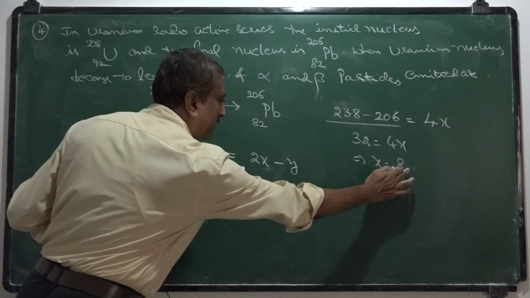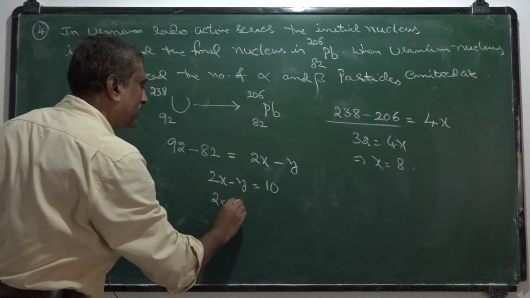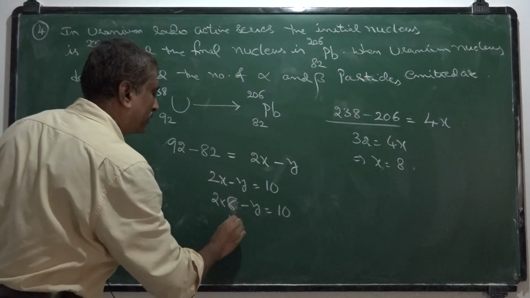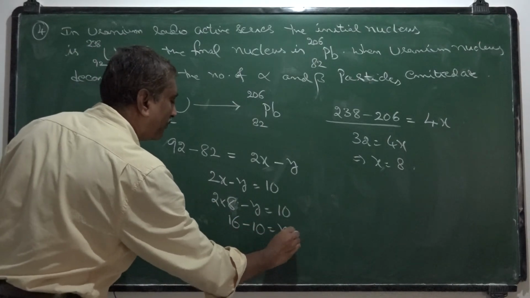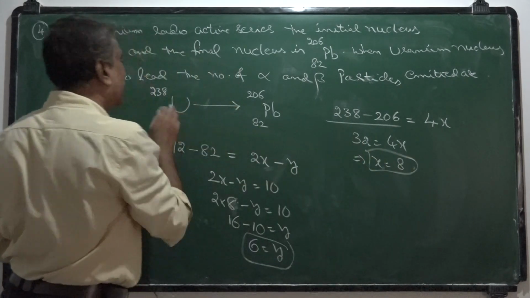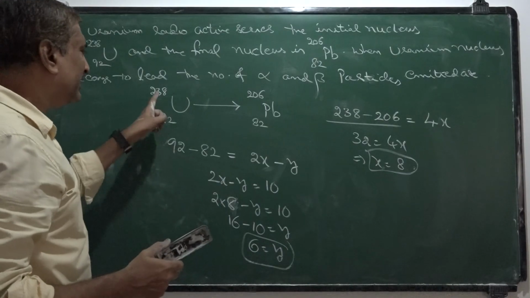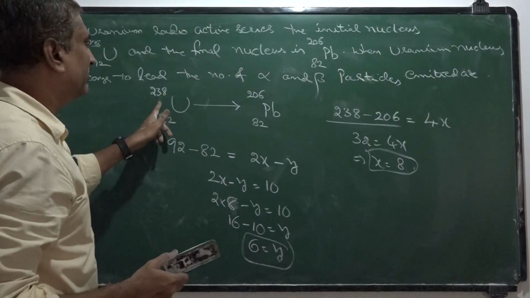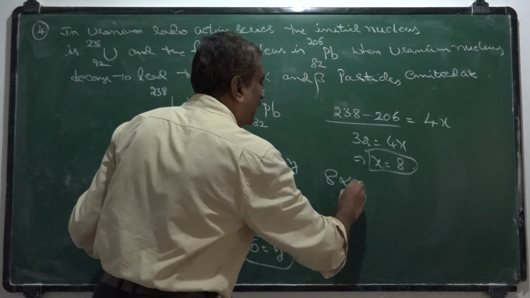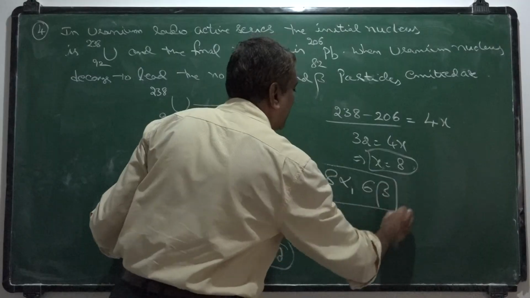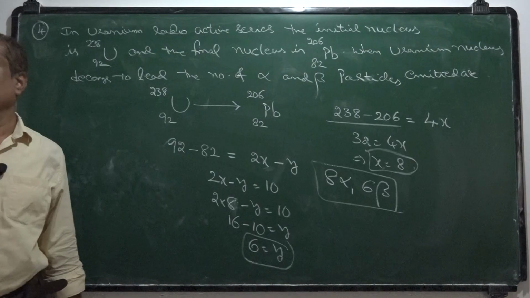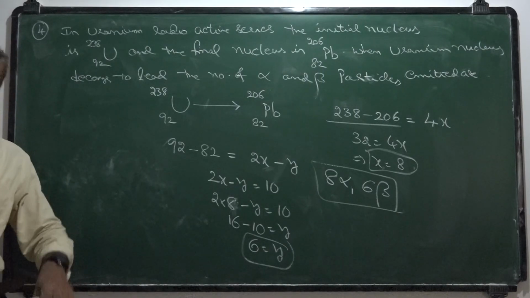So already we got x as 8. So 2 into 8, which is 16, minus y is equal to 10. So 16 minus 10 equals y, that is 6 equals y. So in the radioactive series, for the conversion of uranium 238 to lead 206, 8 alpha particles and 6 beta particles are emitted. Okay, this is the answer.